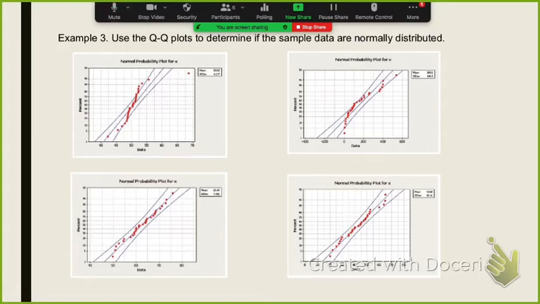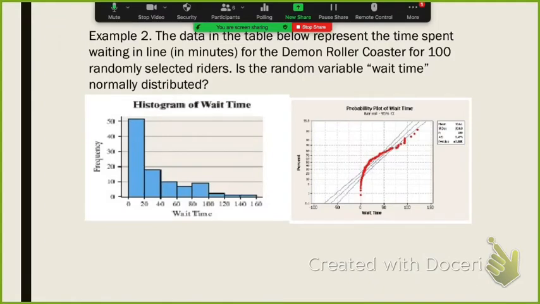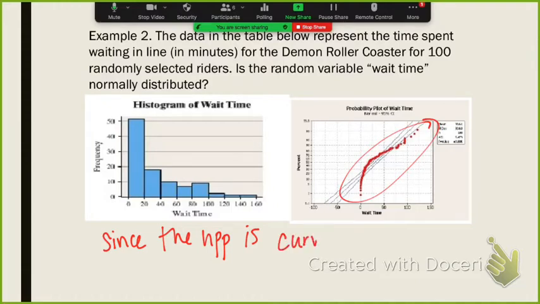Okay. So the first graph is a histogram. The second graph is a normal probability plot. I'm going to look at the normal probability plot, and based off that, what could I say about my distribution? So since the normal probability plot is what? Curved. So it is not linear. What is my context? What am I measuring here? Wait time. So the wait time is not normal.